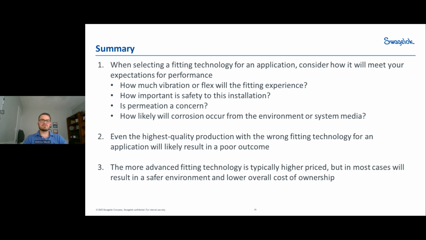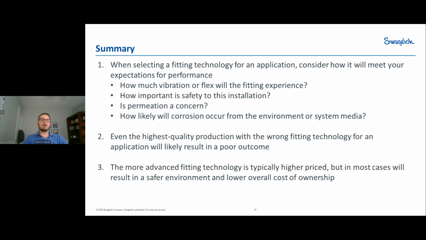Is permeation a concern? Like we mentioned before, with those kinds of materials, like when you're using O-rings, you might get a little bit more permeation going through your fitting technology. And then how likely will corrosion occur from the environment or system media? We want to make sure you minimize those internal and external surfaces that can have the corrosive media just sit in those zones.